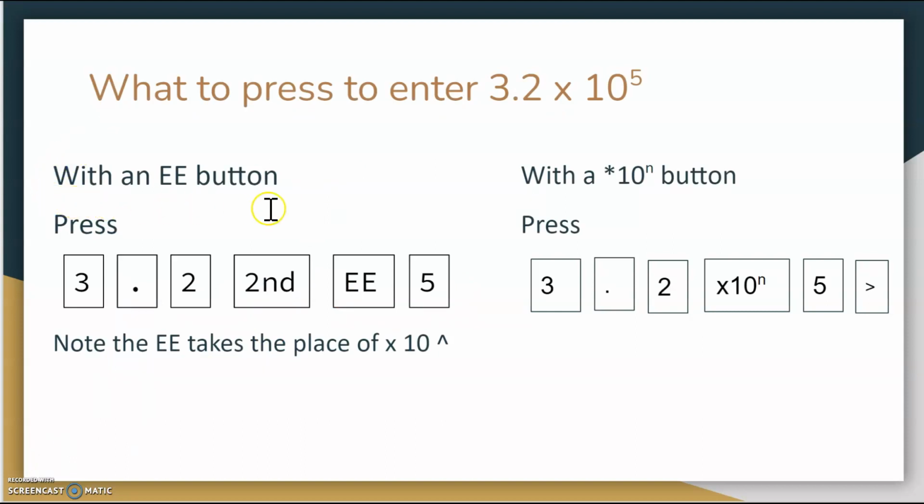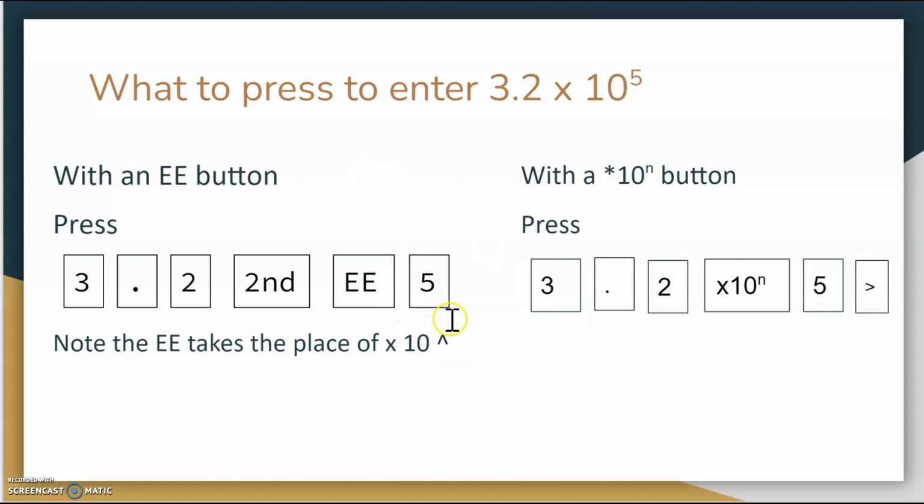If you have a calculator with an EE button and you want to plug in this number, 3.2 times 10 to the 5, follow along and put it in your calculator with me right now. You would put 3.2. Then on my calculator, I have to hit the second function, then the EE, and then the number 5. Go ahead and do that. Remember, the EE takes the place of times 10 to the. So you don't put the times and you don't put the 10. You put 3.2 second EE 5.